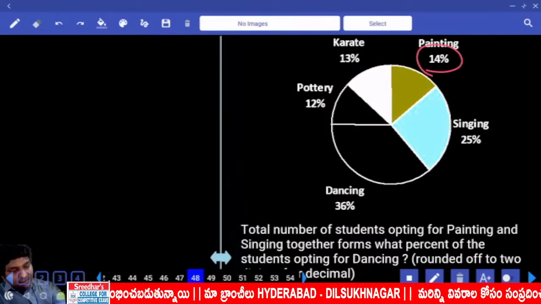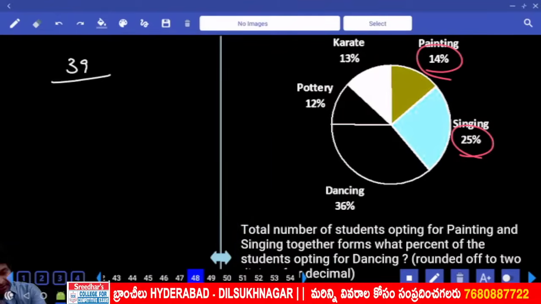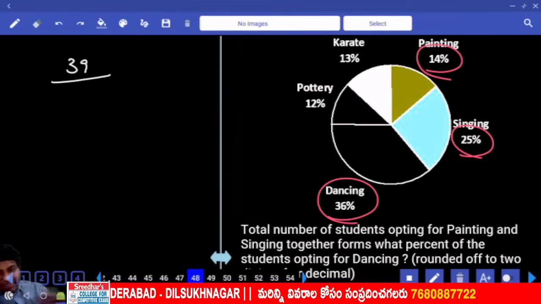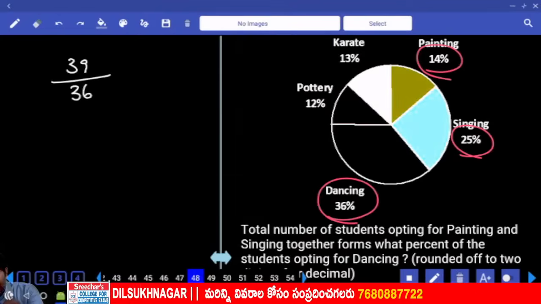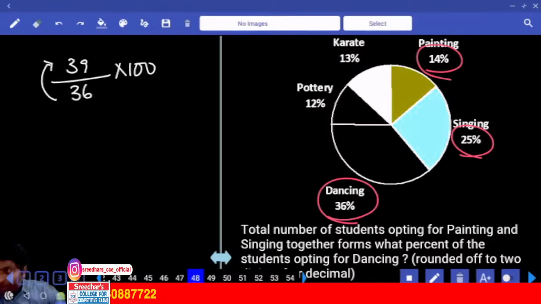Number of students opting for painting and singing together forms what percentage of students opting for dancing? Painting and singing both together 39 as a percentage with respect to dancing 36. Both numerator and denominator are percentages, so you don't need to go for conversion. Percentage into numerator is how much more than denominator? As numerator is more than denominator, answer is more than 100%.